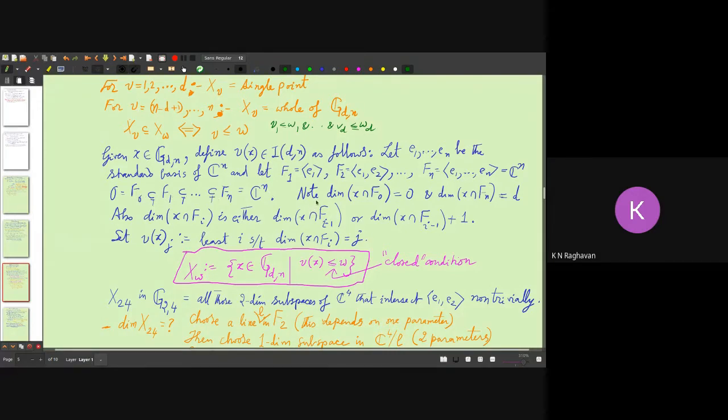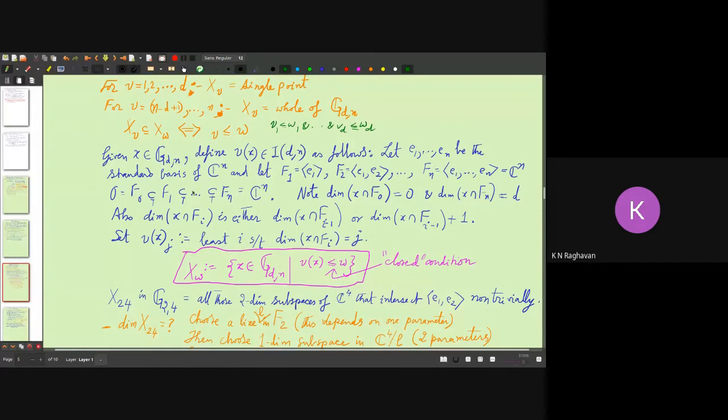Note that x intersect F0. If I start intersecting, x, remember, is a d-dimensional linear space in C^n. So I can intersect it with any other subspace. In particular, I'll start intersecting with these Fi's. And of course, if I intersect it with the zero space, I get 0. And if I go to Fn, then this is just the whole space C^n, so this just gives me x, so I get d.